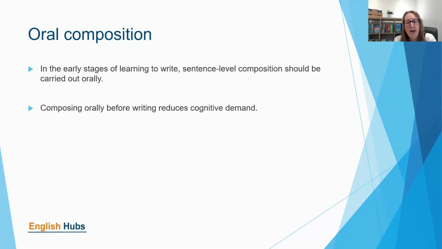Even when pupils are able to transcribe effectively, oral composition still has value. Composing orally before writing reduces the cognitive demand when pupils transcribe the phrase or sentence, because they've already formulated their ideas and made the choices they need to make about the sentence structure and the vocabulary they're going to include. It also gives them the opportunity to test ideas before writing them down.